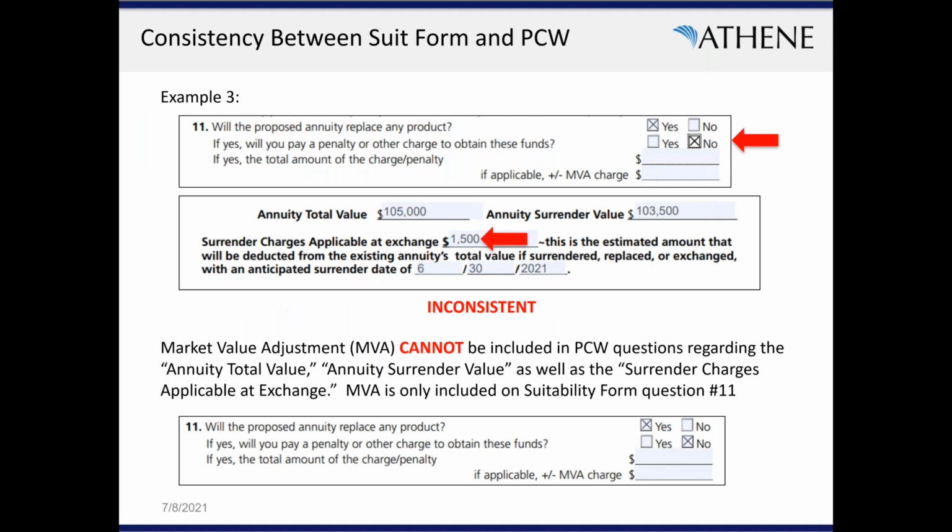MBA charge. Clarification on what you said about assuming the MBA being a positive or negative. Again, it's not an assumption. You have to put positive or negative. So where it says question 11, if applicable, positive or negative market value adjustment, make sure you put the positive or negative. You have to tell if it's positive or negative. We cannot assume one or the other.